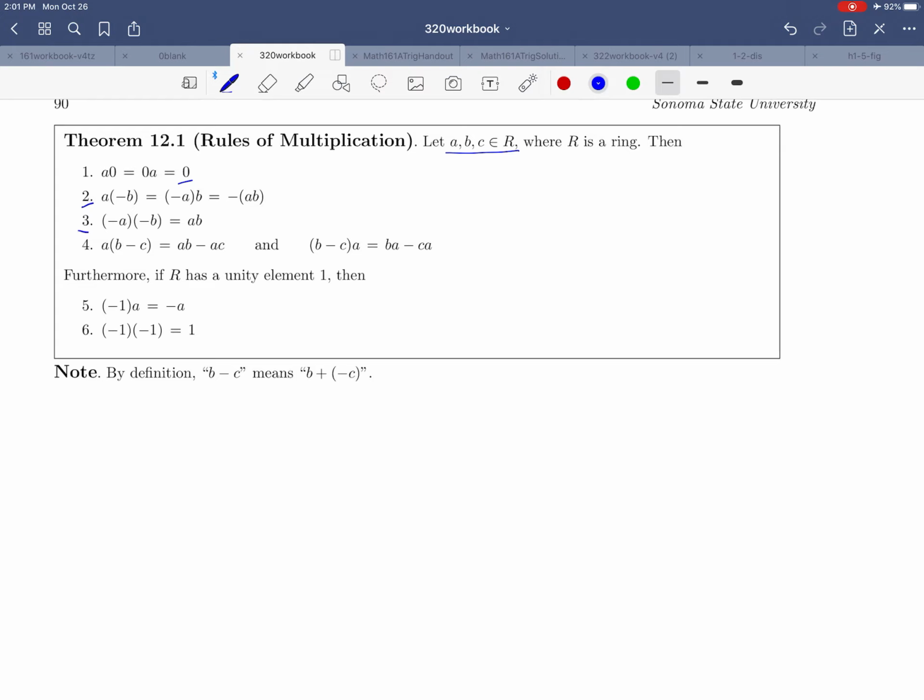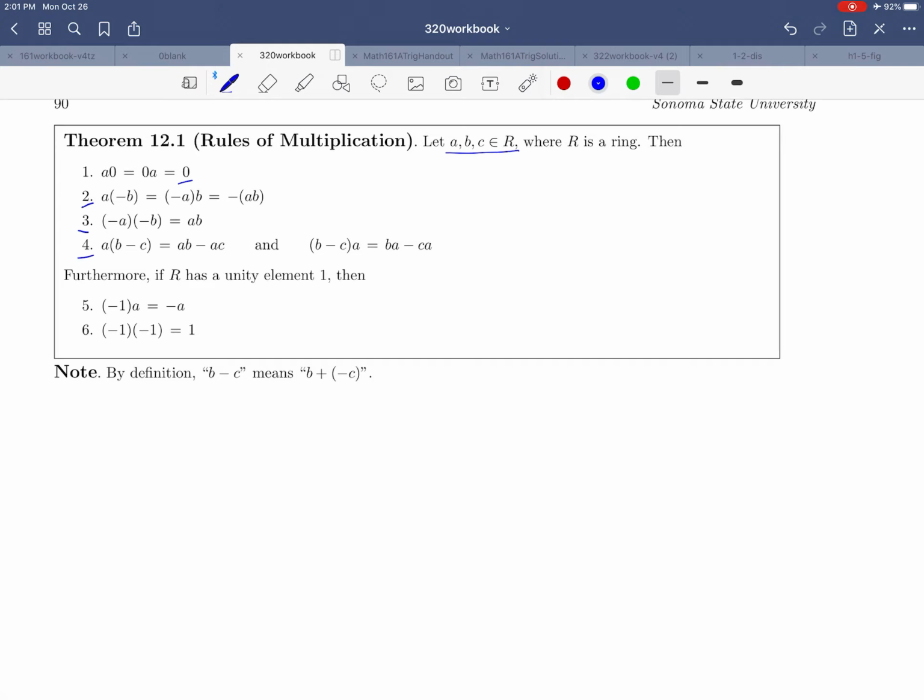Number 3, the additive inverse of A times the additive inverse of B is the same as A times B. Also, why is that true? It is. 4, if you have A times B minus C, that is equal to A times B minus A times C. And also B minus C times A is B times A minus C times A.